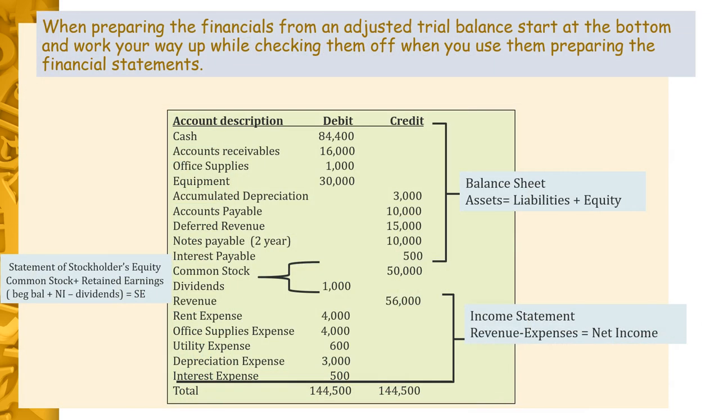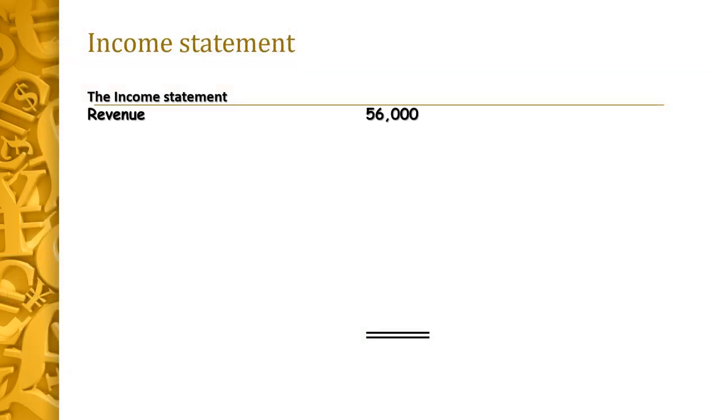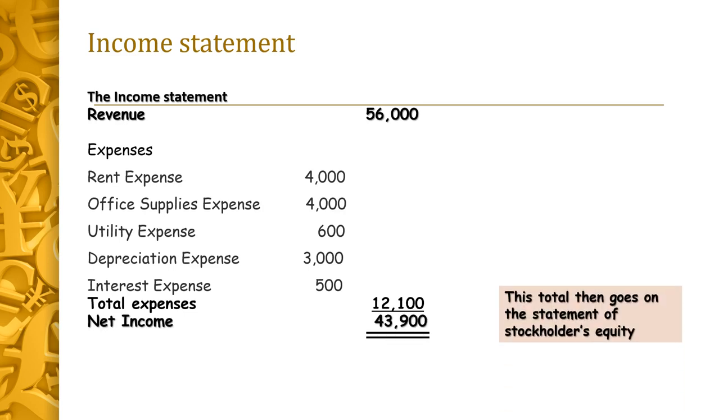So we'll go back to our trial balance. What I like to do whenever I'm using an adjusted trial balance is check off things as I use them, because everything that's here you're going to use, but you're only going to use it once. So we'll start with the income statement. First, we'll show our revenue. We'll then list our expenses, show a total, and that gives us net income. This total then goes to the statement of stockholders' equity.